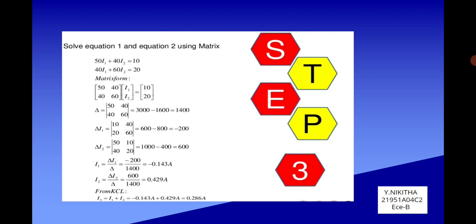I1 is equal to delta I1 by delta, that is minus 0.143 amperes. I2 is equal to delta I2 by delta, which is equal to 0.429 amperes. From KCL, I3 is equal to I1 plus I2, which is 0.429 amperes minus 0.143 amperes, equal to 0.286 amperes.